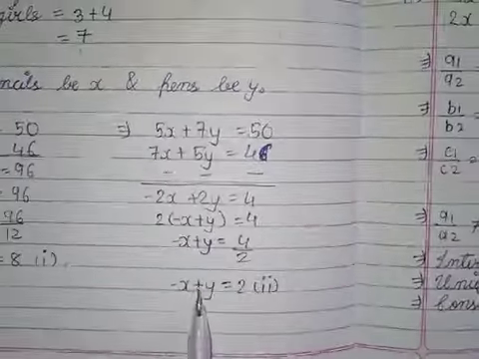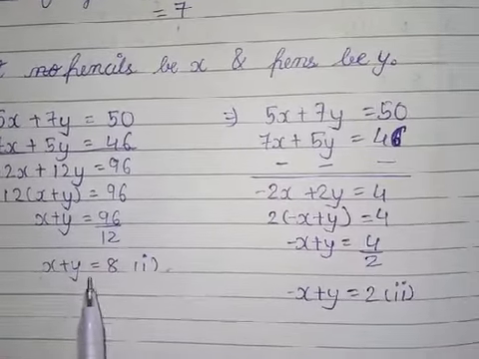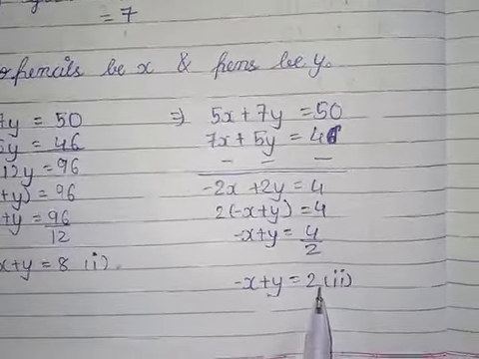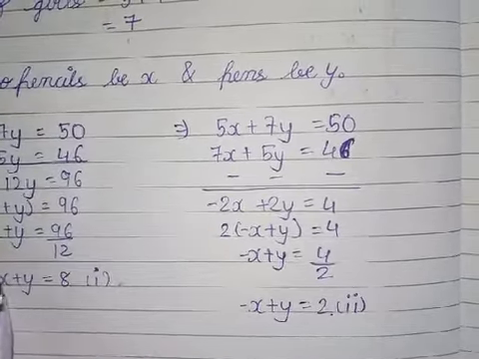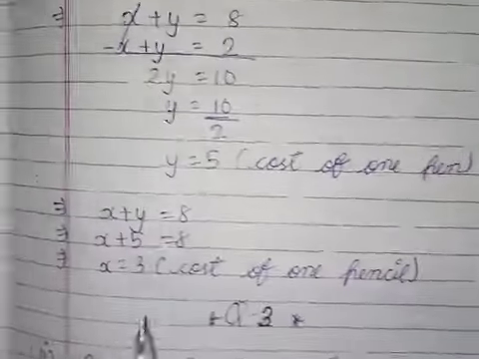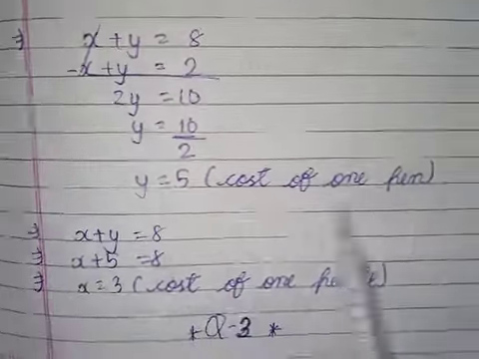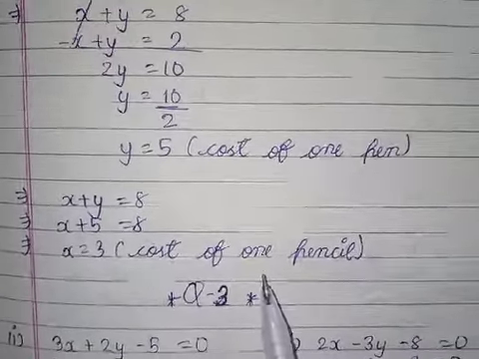So if you simplify, just add the first and second. So x and x will cancel out, y plus y is 2y. 2y is equal to 10, so y is equal to 5. If you substitute y is equal to 5 here, x will be 3. So you get the values of x and y. The cost of one pen is 5 rupees and the cost of one pencil is 3 rupees.